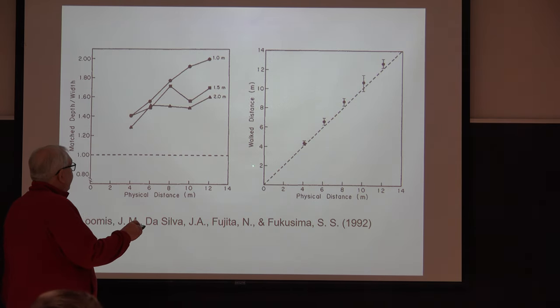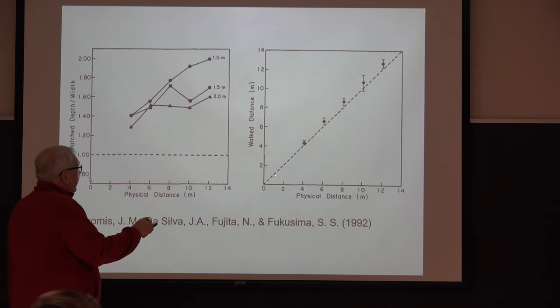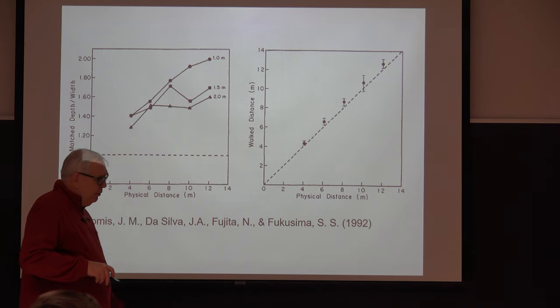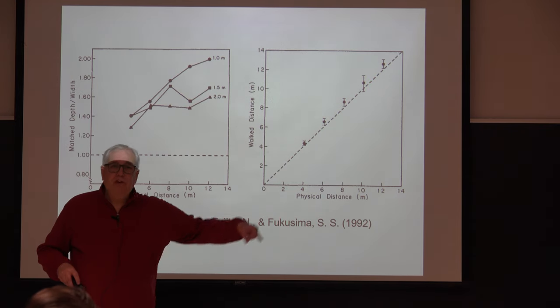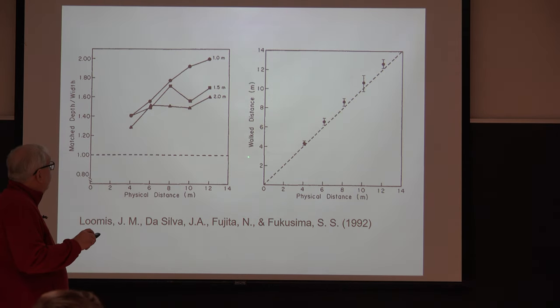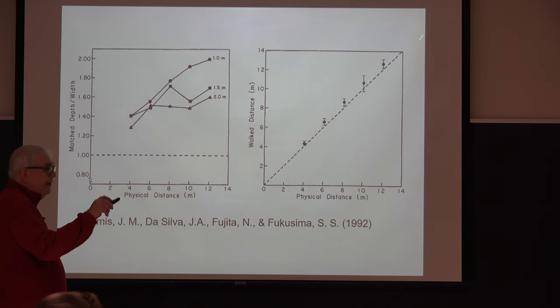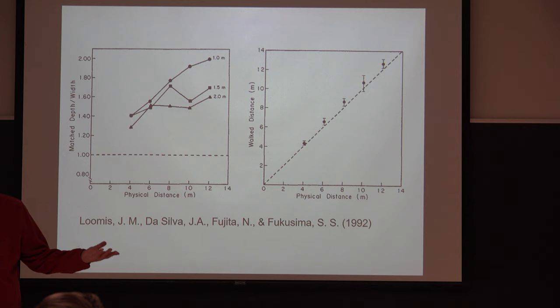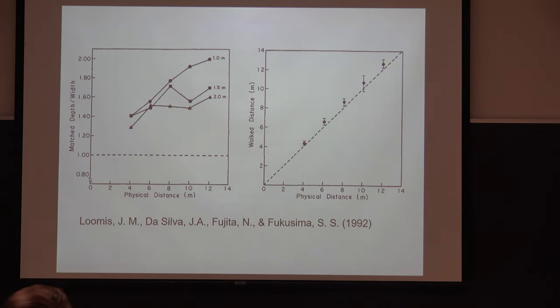Here's what you get if subjects walk to a target. The way they did it, they would put a mark on the ground and subjects had to walk to the marker. If you look at the distance they walked and the physical distance of the marker, these are what the data look like. Almost a perfect correlation with a slope of one. The subjects are really good at this.